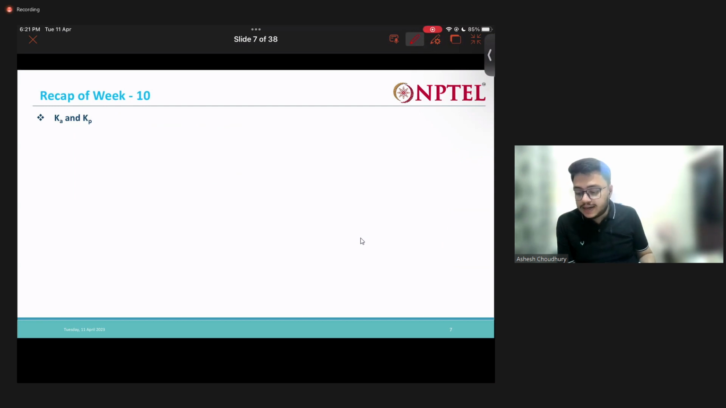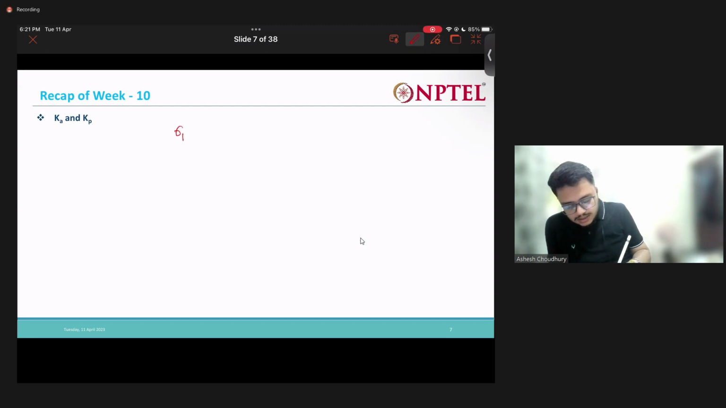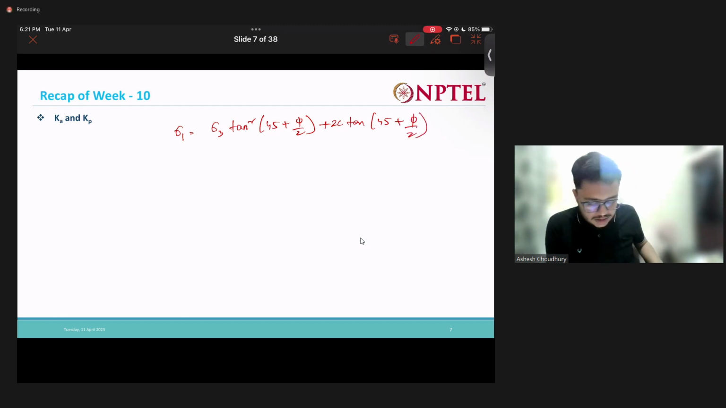Now, how to get my Ka and Kp values? From the Mohr circle, so you know the equation of the Mohr circle, right? Which is nothing but sigma 1 is equal to sigma 3 tan square 45 plus phi by 2. Plus, no? Plus 2c tan 45 plus phi by 2. So this was the equation.